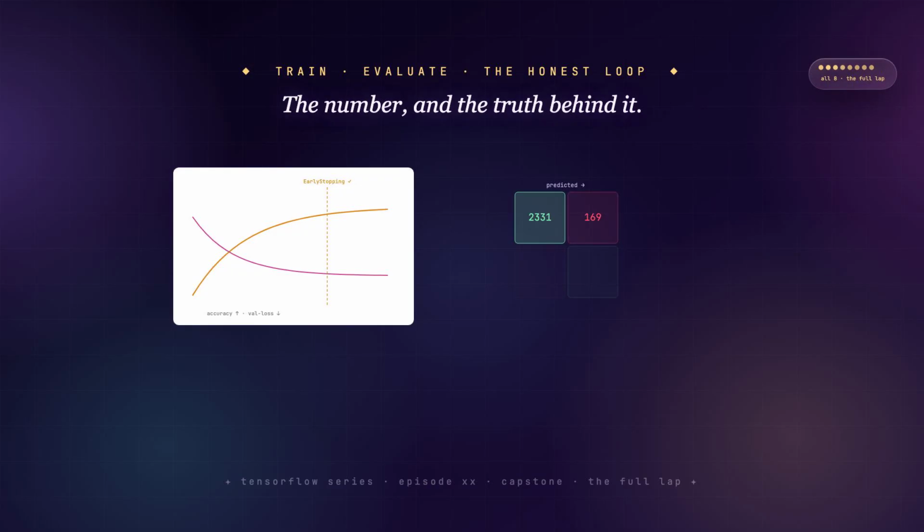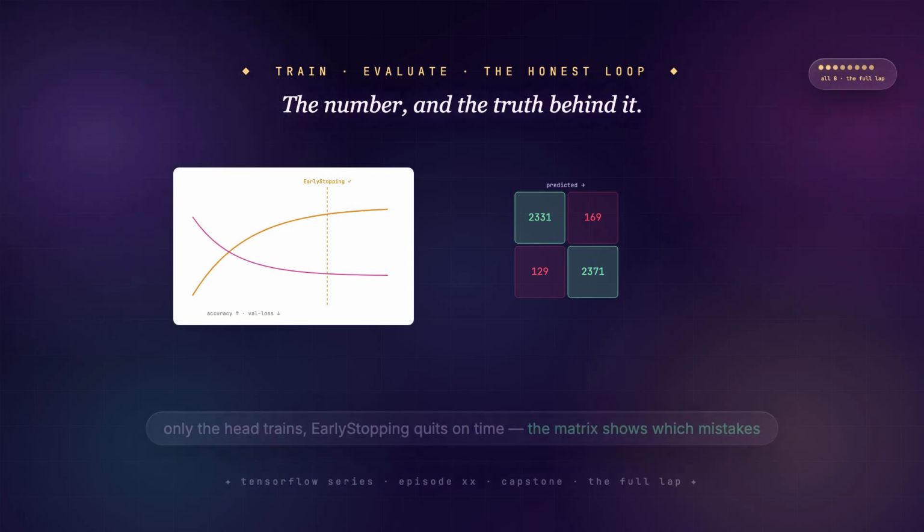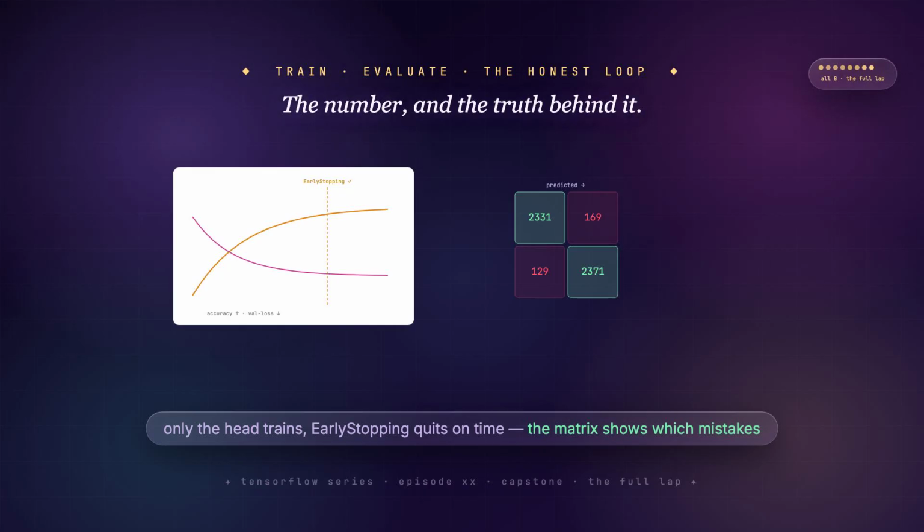Then we evaluate not just one accuracy number, a full confusion matrix. How many positives did we call negative? That's the truth the headline number hides.